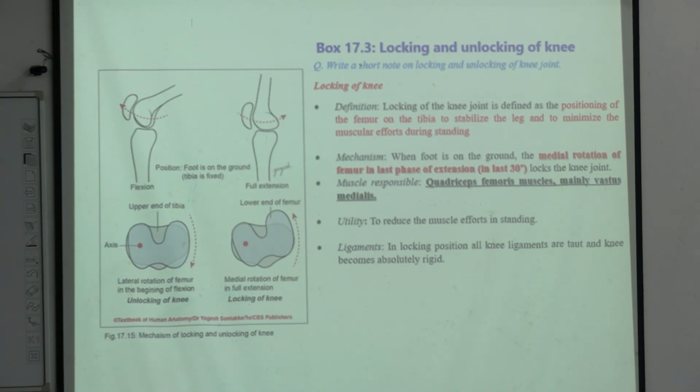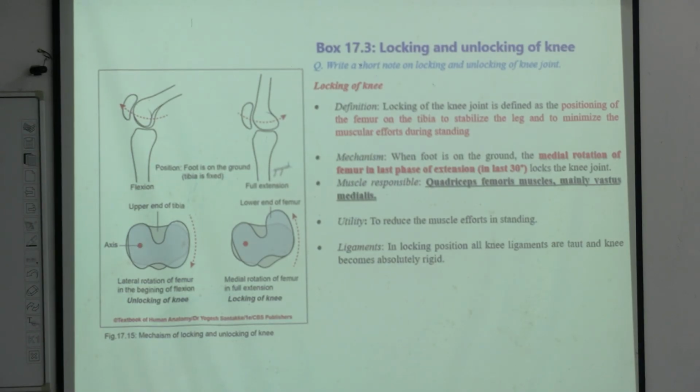The tibia is fixed. Now the femur is moving in the last phase of extension, and at the last phase it is rotating medially. So, there is a medial rotation of the femur in the last phase of extension, going in a medial direction on top of the tibia.